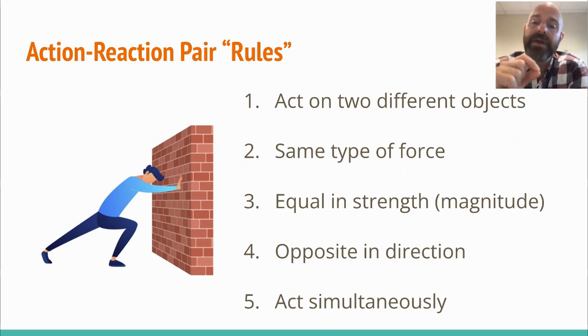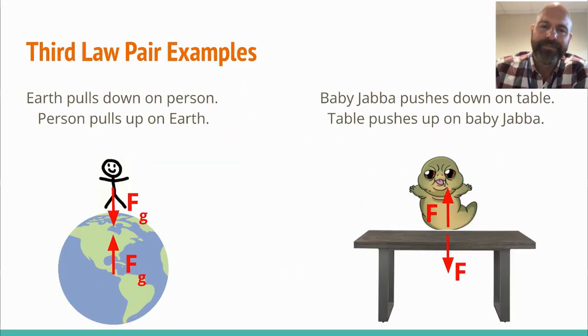They have to be equal in strength. That's the magnitude, the number of newtons of force. They have to be in opposite directions, and they have to act at the same time. This is like in the cartoon where you smack something and then they react a few seconds later. Anyway, here are some examples. The earth pulls down on a person. Well, the third law pair example would be that the person pulls up on the earth. Baby Jabba pushes down on the table, and the table pushes up on Baby Jabba.